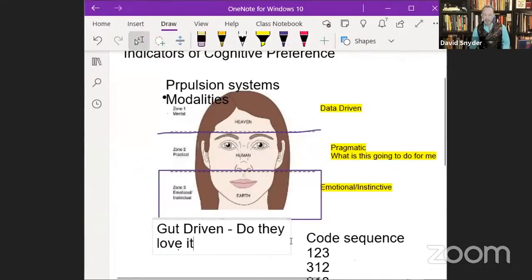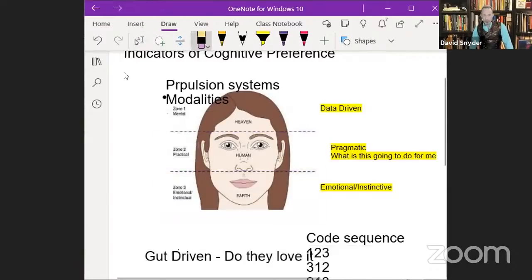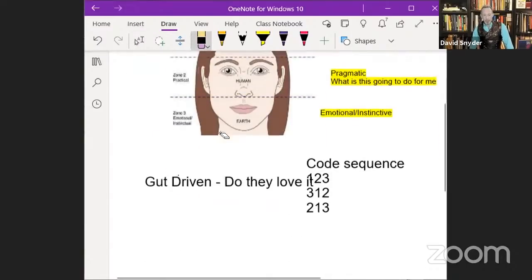Now, one of the common misconceptions that happens with people when they look at these three zones is that they think that we're one or the other. We aren't one or the other. We're all three. The difference is, what's the preferred order that we do these things in?